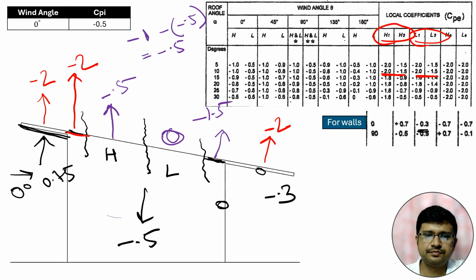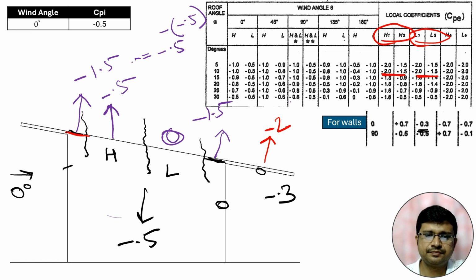Minus 1.5. Here minus 2 minus minus 0.5, so it will be minus 1.5. In this zone it will be minus 2 minus resultant minus 0.75, so it will be minus 2.75. So in this zone it will be minus 2.75.